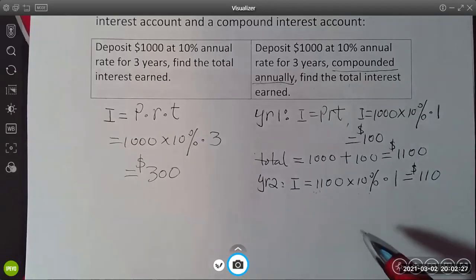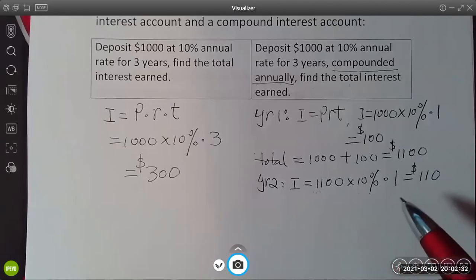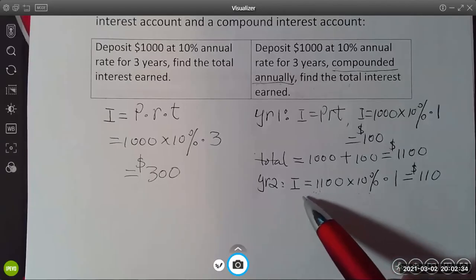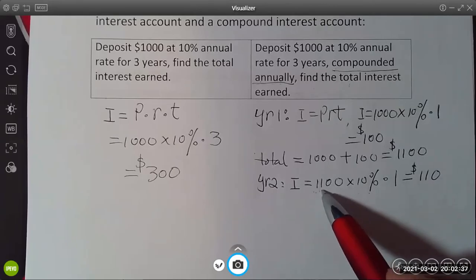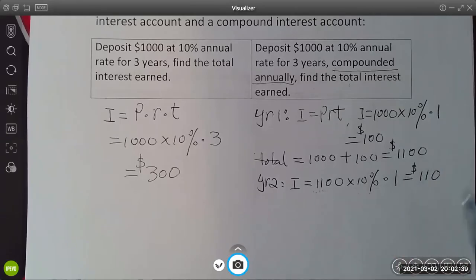In other words, for a compounding account, you have two sources to earn interest. One is from the principal, one is from the interest that you earned from the previous periods. That's why for a compound interest account, for the same initial deposit, same interest rate, same amount of time, you will earn more interest. Because in addition to the principal on which you earn interest, you also earn interest on the interest you earned before. Okay, let's continue.